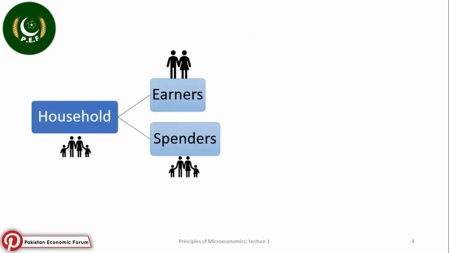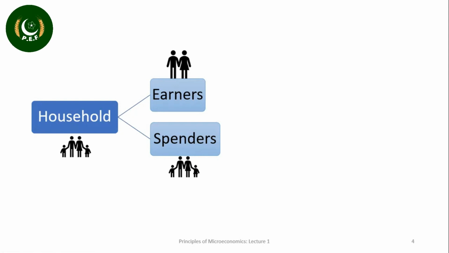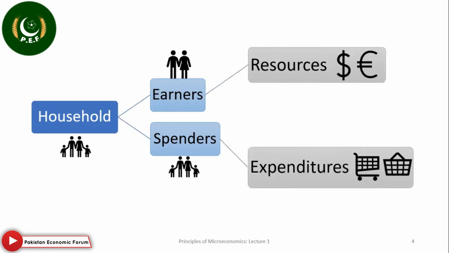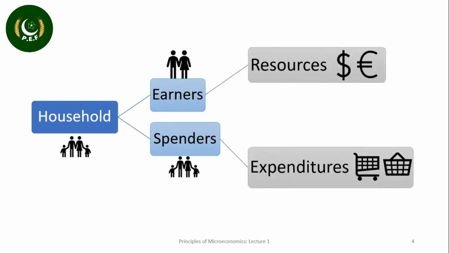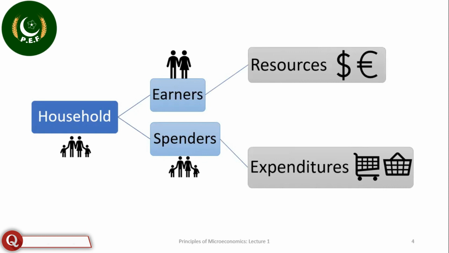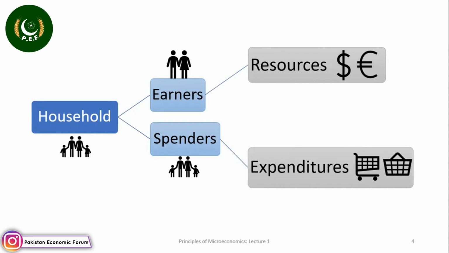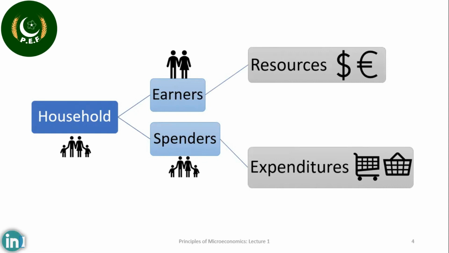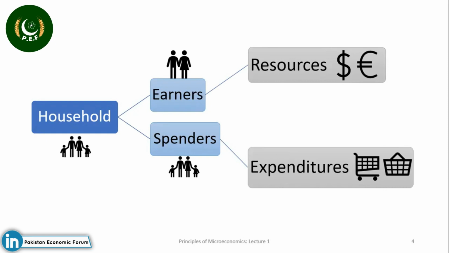Students, a household consists of a few members of a family living together, sharing everything. In each and every family, there are a few earners, whereas almost everyone in the family is a spender. Earners bring in resources to the family, whereas spenders are responsible for all the expenditures made by the household. By resources, we mean monetary resources. These could be brought in by making some investment, by doing a job or work somewhere, or by anything else.